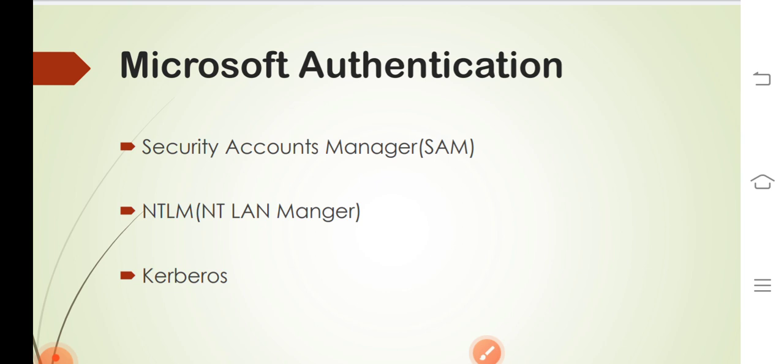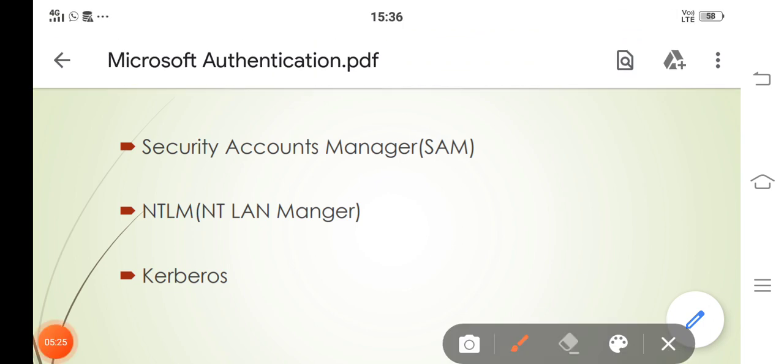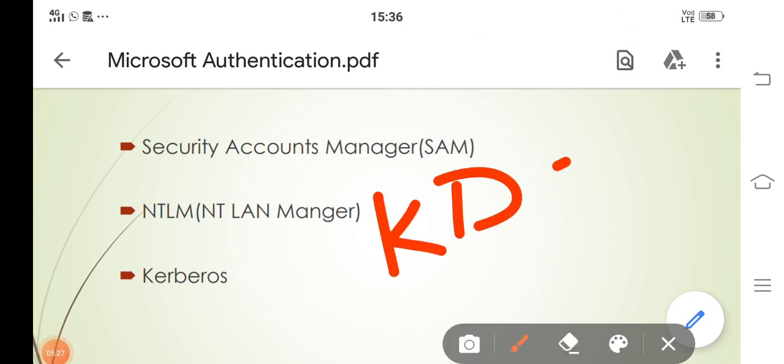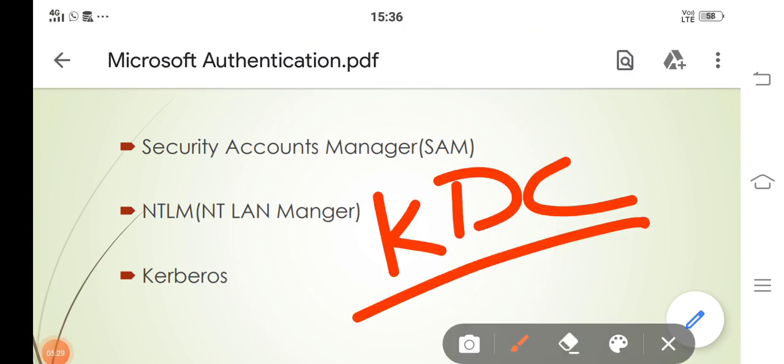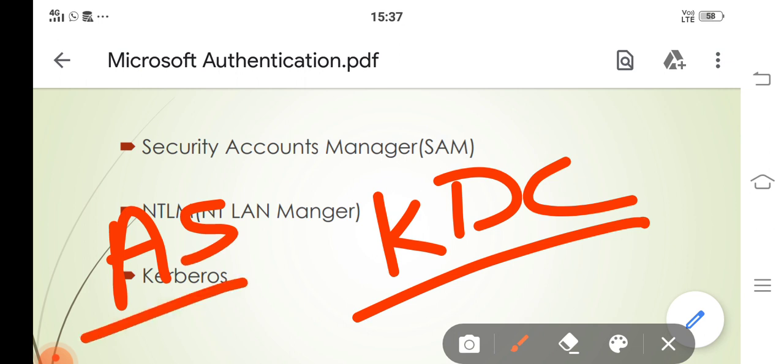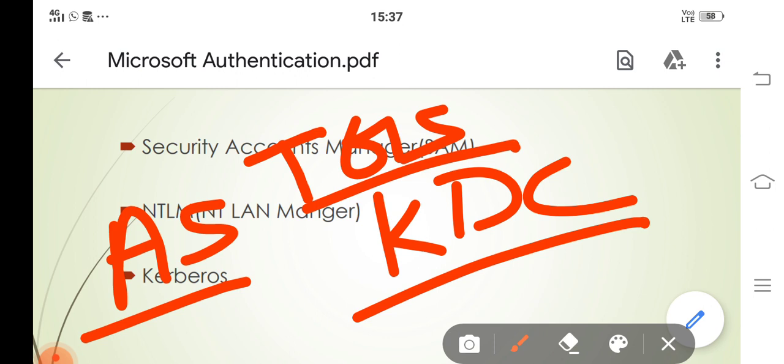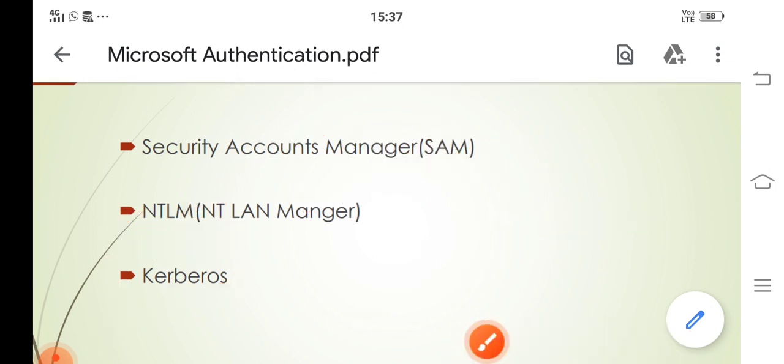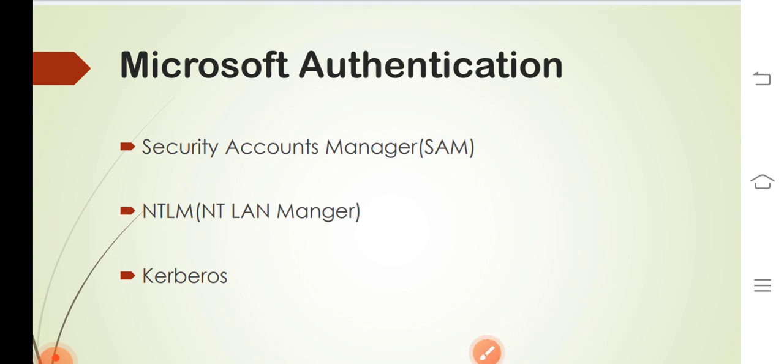Kerberos makes use of a key distribution center, a trusted third party. This consists of two logically distinct parts: an authentication server and a ticket granting server. Kerberos works on the basis of tickets to prove the user's identity. So this is Kerberos.